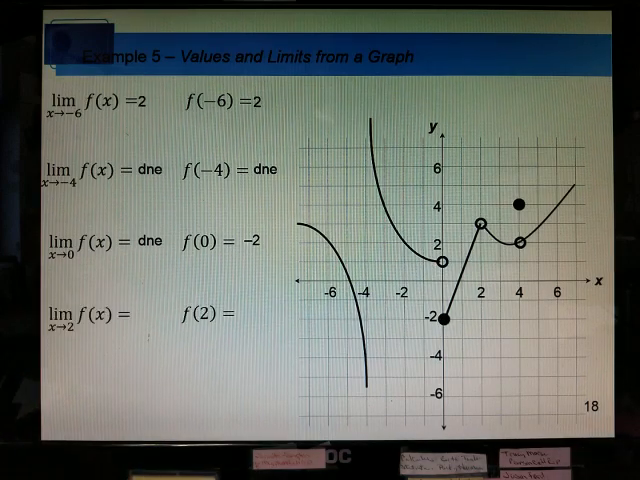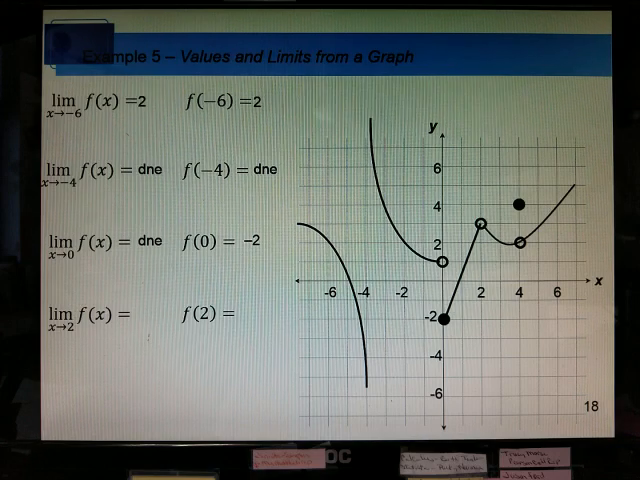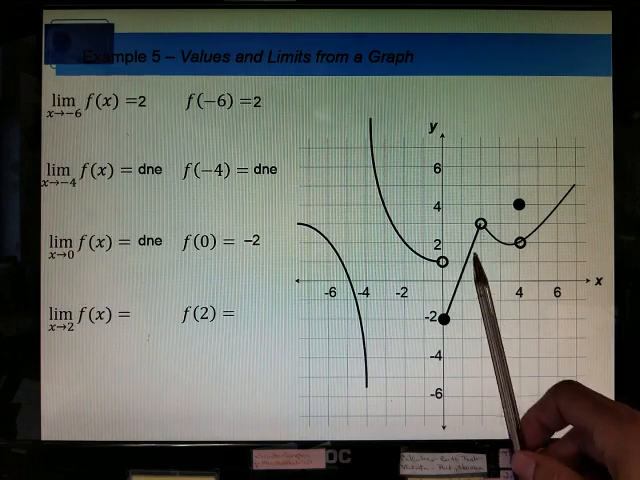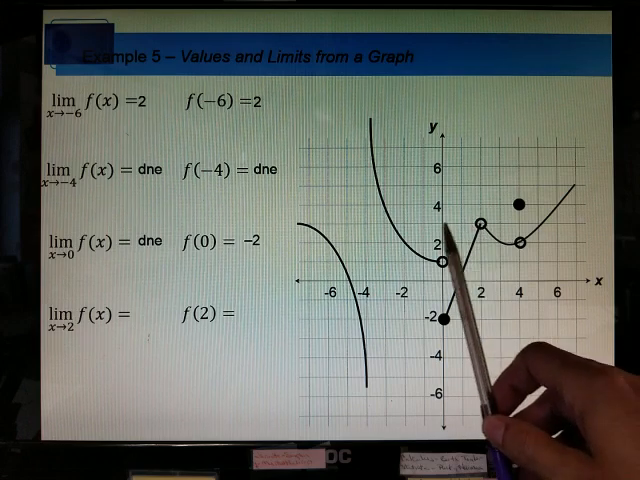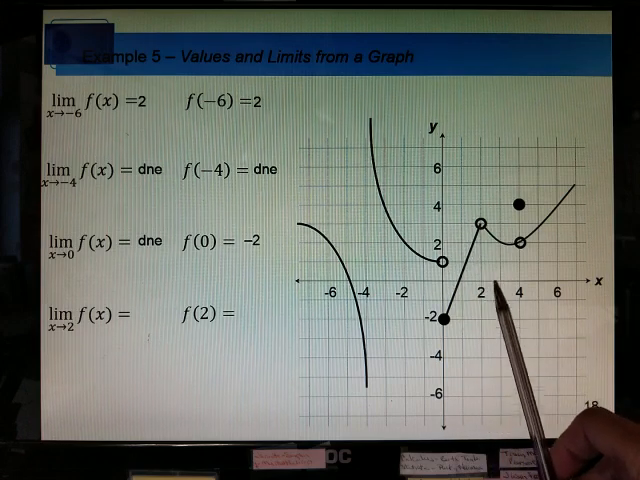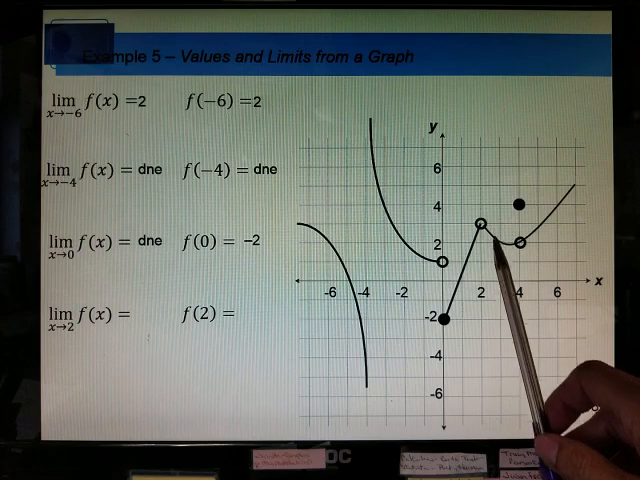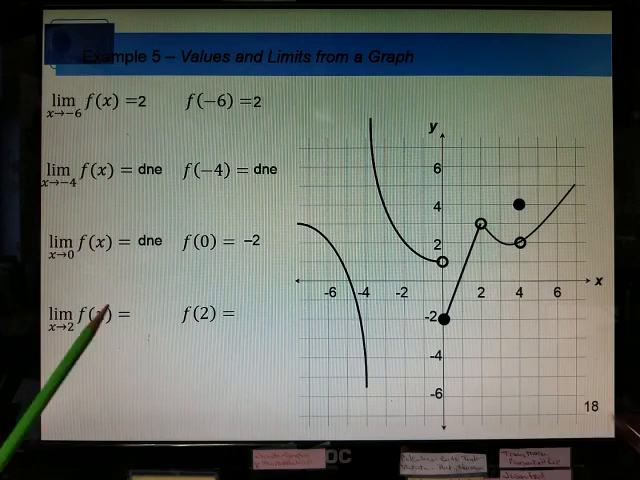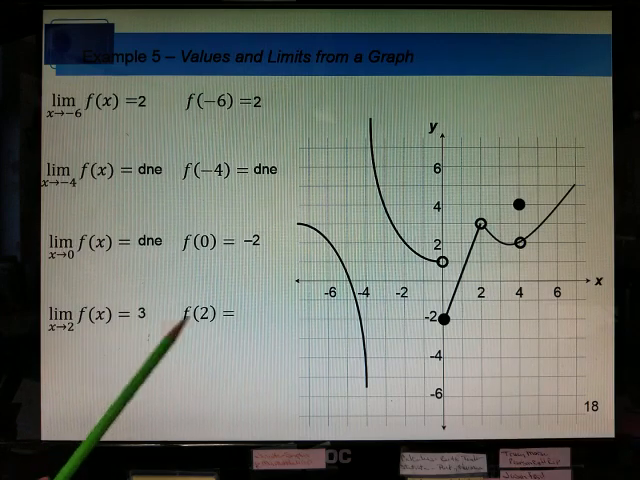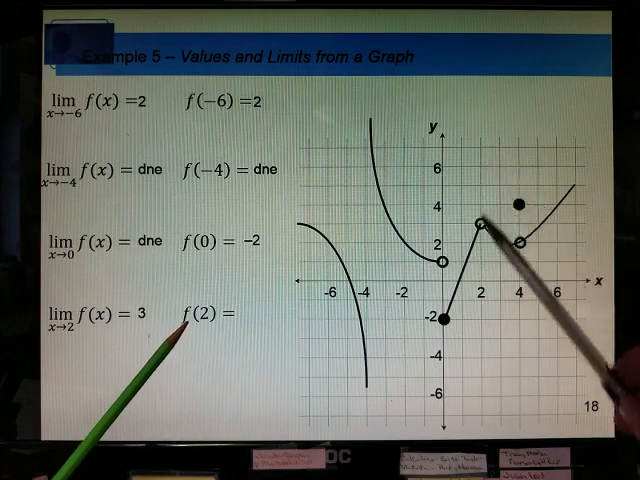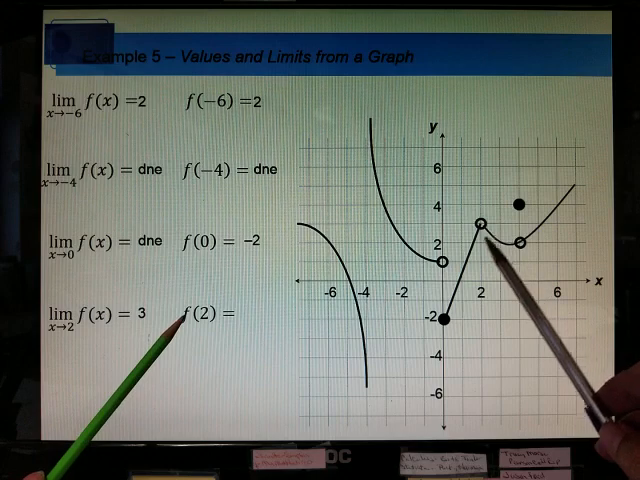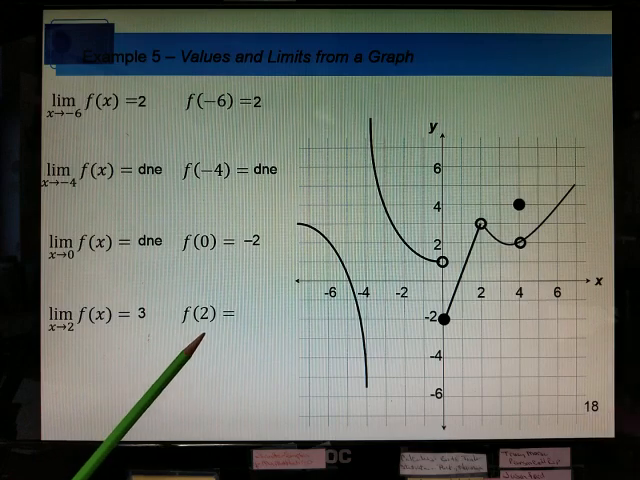All right, next we're going to do x equals 2. So right here, when x equals 2, from the left side of the graph, that y value is approaching 3. From the right side of 2, that y value is also approaching 3. So this limit would be 3. But the value at f of 2. See, when x equals 2, is there a y value? No, there's not. That's an open circle on the graph. So f of 2 doesn't exist.